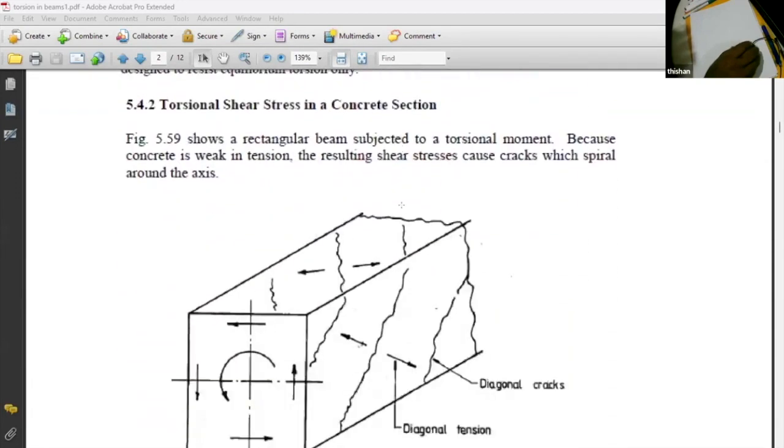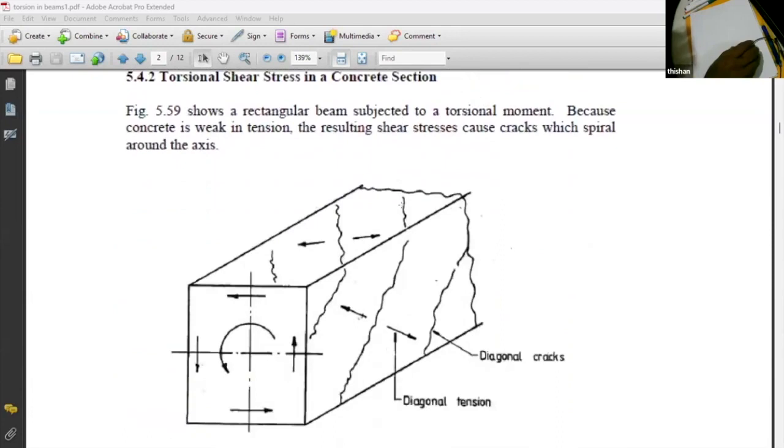Then we also looked at torsional shear. Torsional shear will cause diagonal cracks right round, and they can make the beam fail. So if a beam is subjected to torsion, we must provide reinforcement. The reinforcement will consist of additional longitudinal bars and links. And I showed the shape of the link as well.